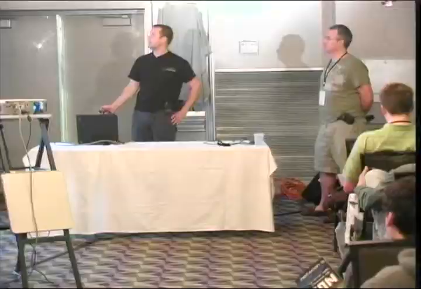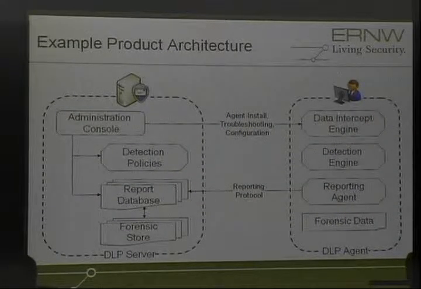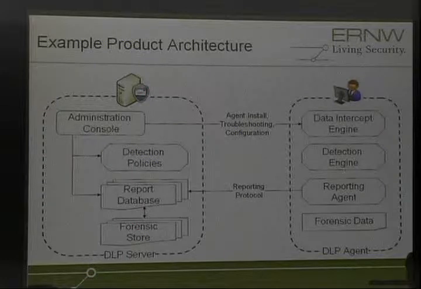This is how an example product might look like. There is an agent running on the endpoints, which has an engine for intercepting data, get a hand on data, try to detect possible incidents with that data, report those incidents, and maybe storage of forensic data for later forensics on the incident. This is the agent side, and this is usually the management administration console where you define the policies, and there's a report database and the forensic store. This is just to illustrate how these products generally look like from an architectural point of view.